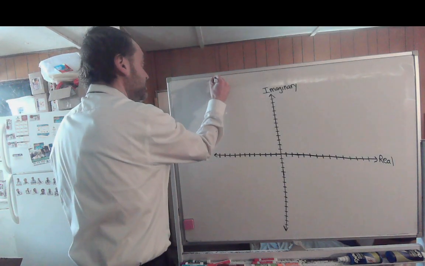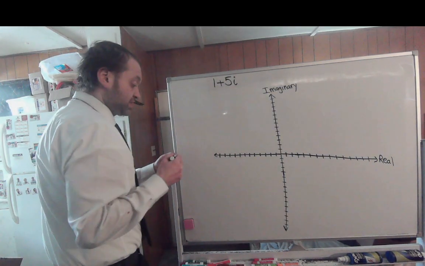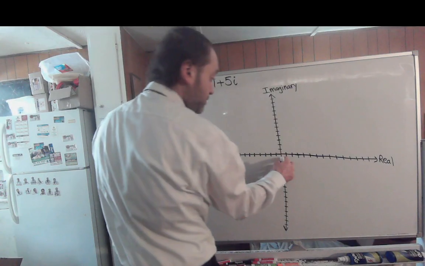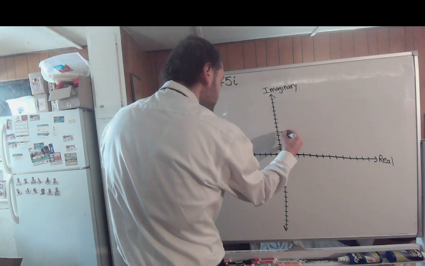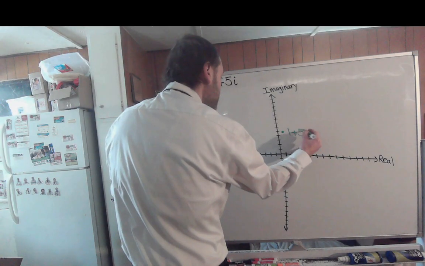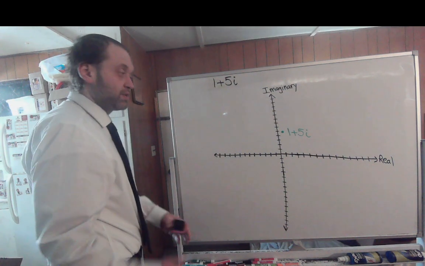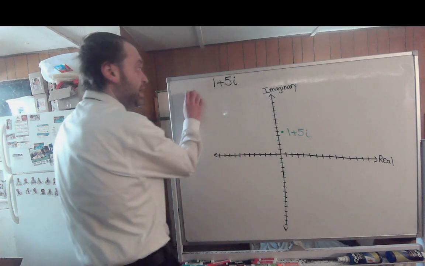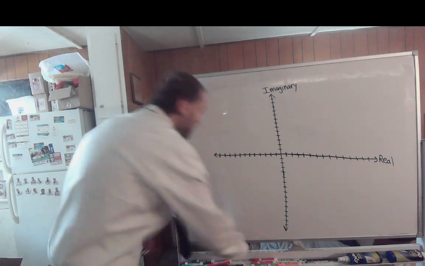Now I have something like 1 plus 5i. So I'm being asked to plot 1 plus 5i. Well, that means I go forward 1 in the real numbers and then up 5 in the imaginary, which would put me right here for 1 plus 5i. So this is very similar to plotting x and y coordinates, only it's in the complex system. So there's my 1 plus 5i. Got a couple more to plot and then we'll move on.